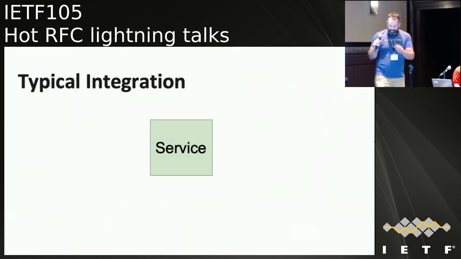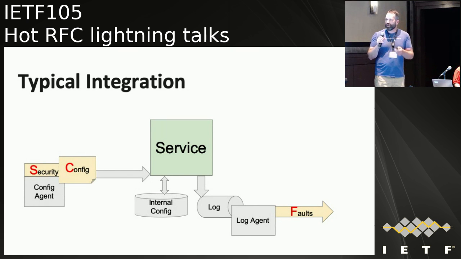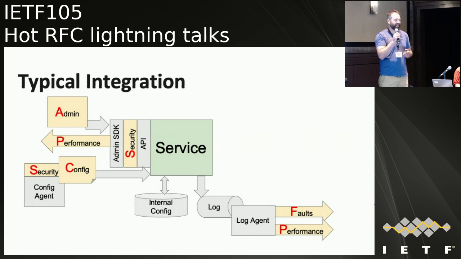So, for each one of those little boxes, this is what you have to do today. You have to scrape log files to find out if the service is acting incorrectly. You have to write some tool to generate config files, deliver them, and bounce the service. If it has a REST API, you have to integrate with that. You find performance metrics any which way you can. And if it has a security model, you have to somehow integrate with that. So every single service you have to do this with.